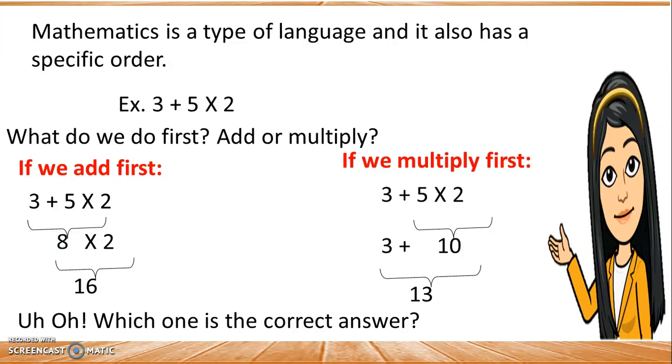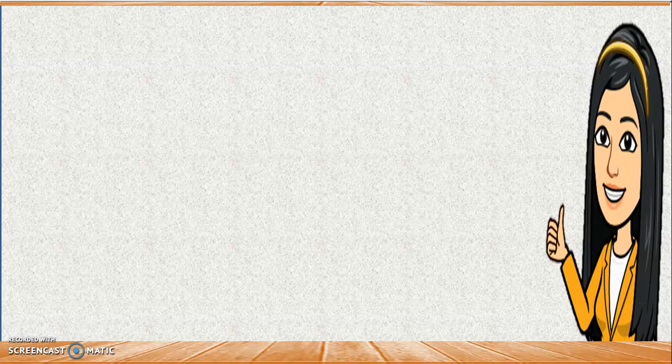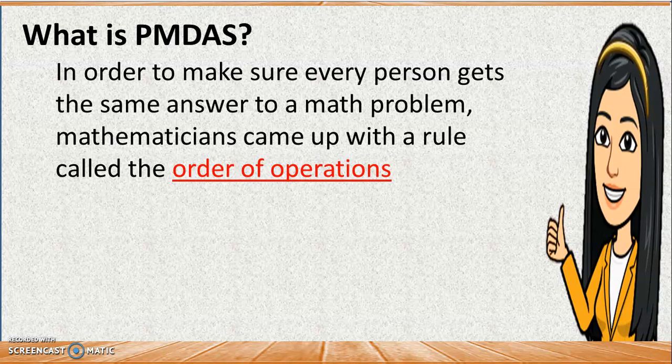In our lesson for today, in PMDAS rules, you must follow the steps and the rules so that you get the correct answer. Okay, what is PMDAS first? In order to make sure every person gets the same answer to a math problem, mathematicians came up with a rule called the order of operations. So, sa PMDAS rules, magiging the same na yung sagot, hindi na malilito because of the order of operations.